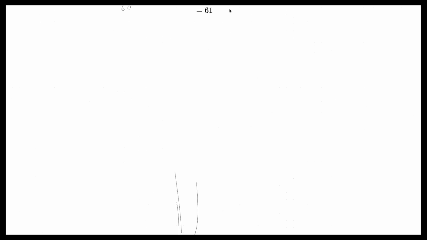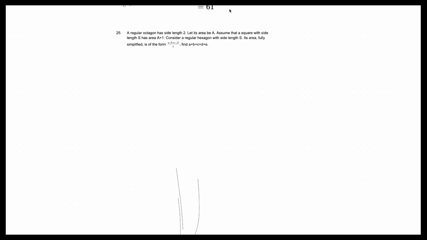Now finally, problem 25. I'm going to scroll down a bit more. It says a regular octagon has side length 2. Let its area be A. Assume that a square with side length S has area A plus 1. Consider a regular hexagon with side length S. Its area, fully simplified, is of the form blah blah blah.